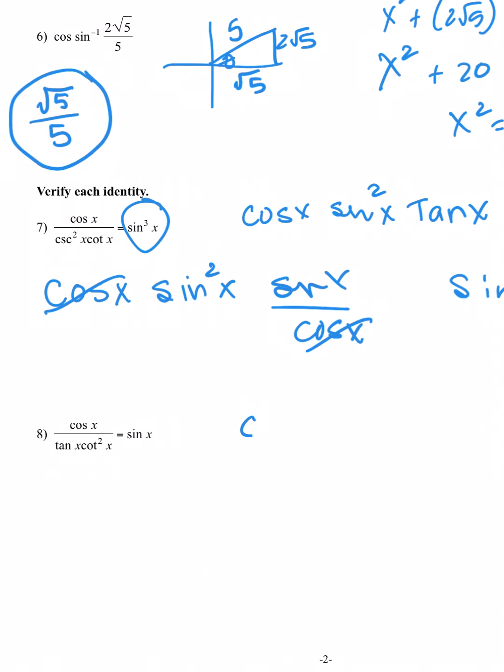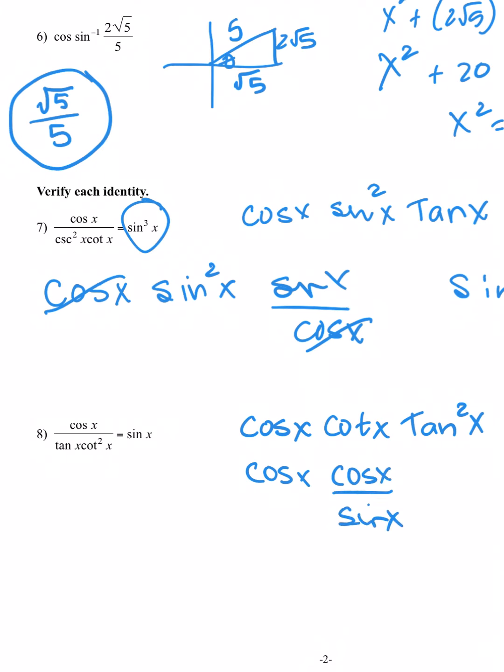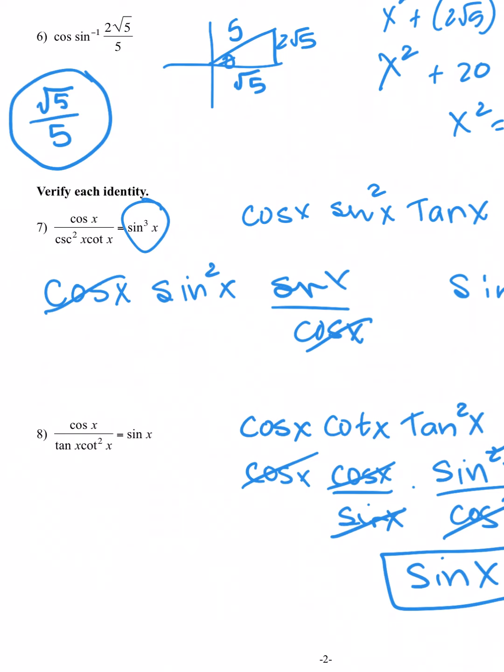Same with this one. I'm going to move everything upstairs first, so we'll have cotangent of x and tangent squared of x. And then we're going to have cosine of x, and cotangent is cosine of x over sine of x. And tangent squared is sine squared of x over cosine squared of x. These two cosines are going to wipe out this one, and one of these sines is going to wipe out that sine, and that's going to equal sine of x, which is what it's supposed to equal.